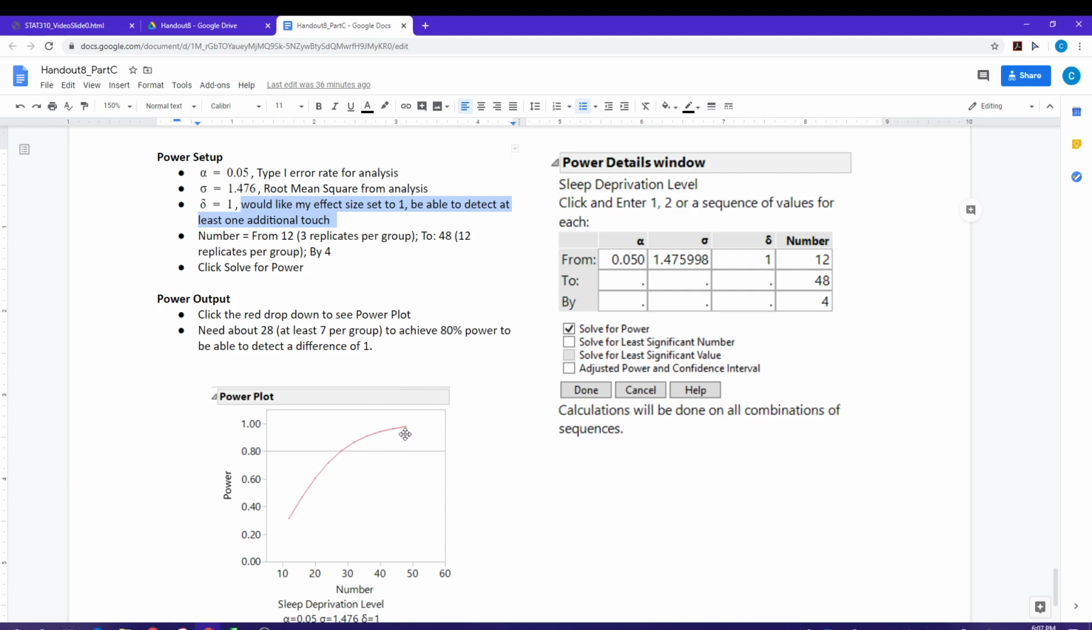However, if I bring my number of replicates down to 12 total, I don't have a very good power anymore. My ability to detect is not very good. So I'm not going to be able to detect at least 1 additional touch with only 3 replicates in each group. We had, I guess it was 8 replicates in each group, so I'm going to be above that 80% power.